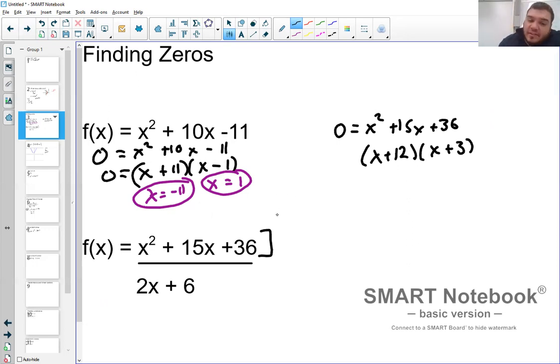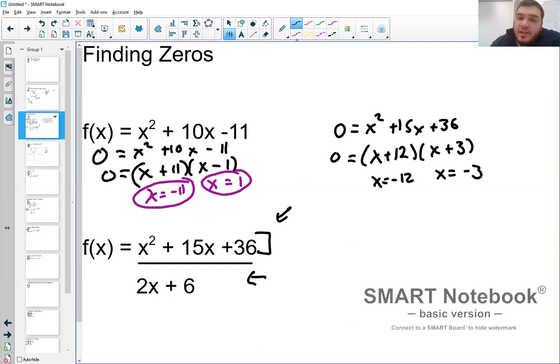What's more interesting is this fraction one. When you do the fraction one, you're going to handle the top by itself first and then do the bottom second. So to handle the top, I'm going to check what the zeros are. So here, 0 equals x squared plus 15x plus 36. So it's going to be x plus 12, x plus 3, because I multiply to 36 and add to 15. So my two answers are x equals negative 12, x equals negative 3.